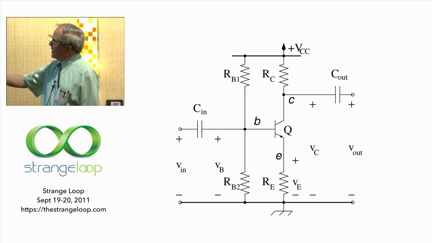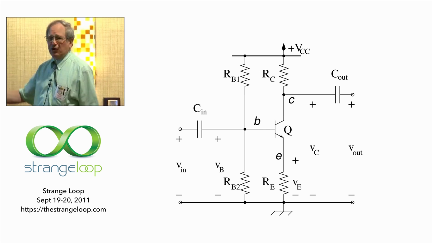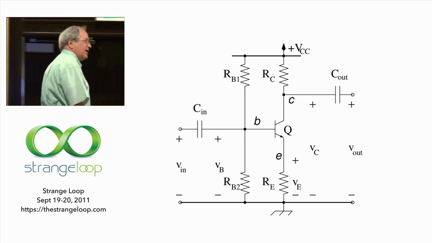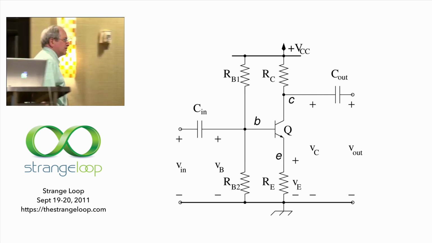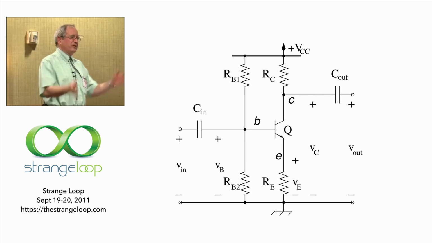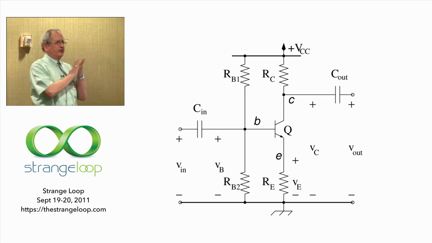So the gain of this stage as an amplifier is RC over RE. It's within 5%, that's right. Okay? And every real engineer does that. And that's not the sort of thing that we were teaching the students. So I wanted to figure out how we could teach students this sort of thing.